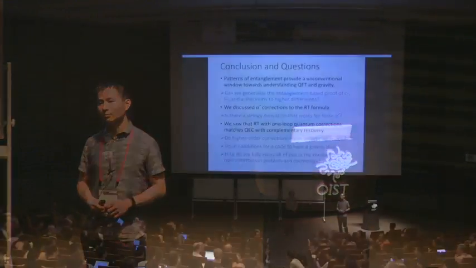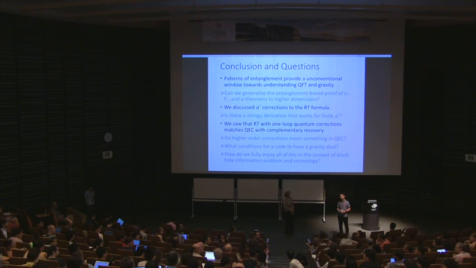So the quantum corrected Ryu-Takayanagi formula that you mentioned involves the bulk entanglement entropy, which would include the bulk entanglement entropy due to gravitons. Yes. So is there a notion of what that actually means? And if there isn't, is there a dual version of the problem in terms of defining the entanglement entropy on the boundary?